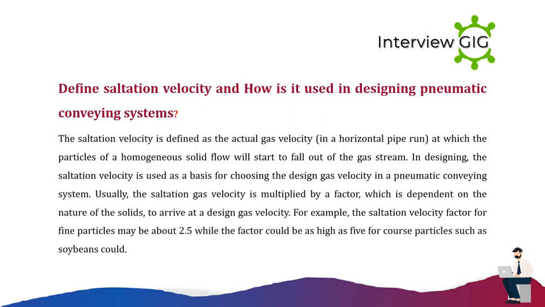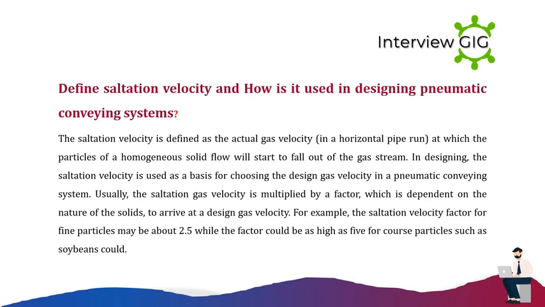Define saltation velocity, and how is it used in designing pneumatic conveying systems? The saltation velocity is defined as the actual gas velocity, in a horizontal pipe run, at which the particles of a homogeneous solid flow will start to fall out of the gas stream. In designing, the saltation velocity is used as a basis for choosing the design gas velocity in a pneumatic conveying system.